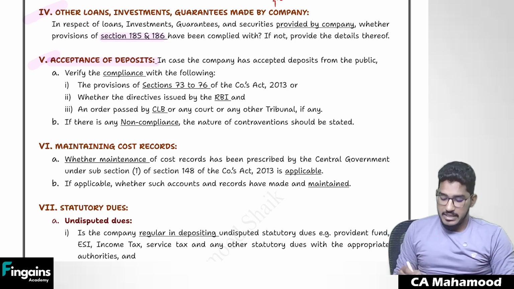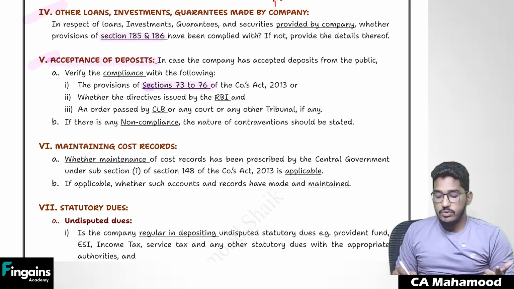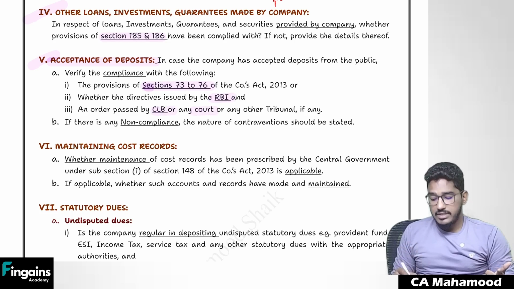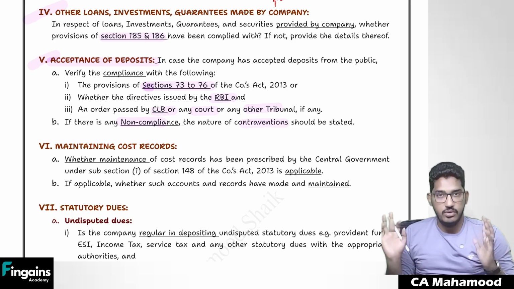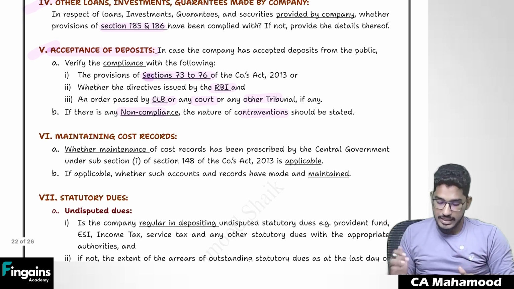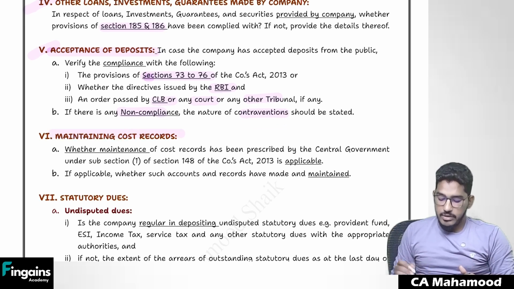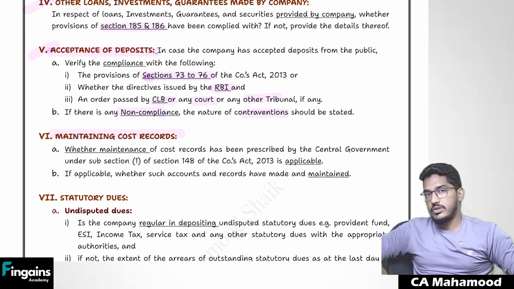So in case your client company has accepted deposits, check compliance with sections 73 to 76 of the Companies Act, directives issued by the RBI, and orders given by any CLB, court, or tribunal. If any non-compliance is there, explain the nature of non-compliance. Simple. Next, the sixth matter which is required to be reported is regarding maintenance of cost records.